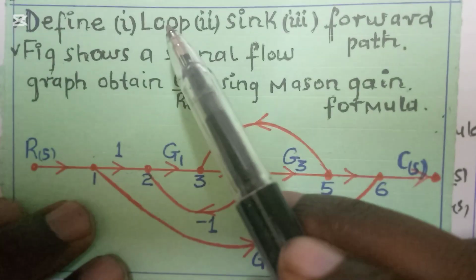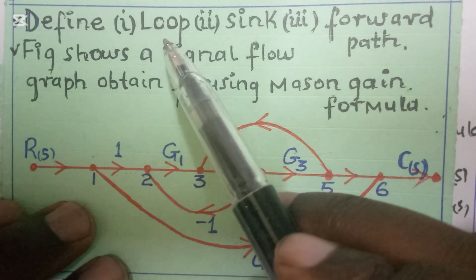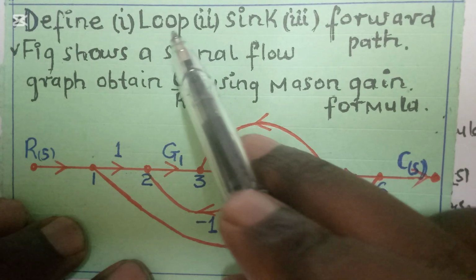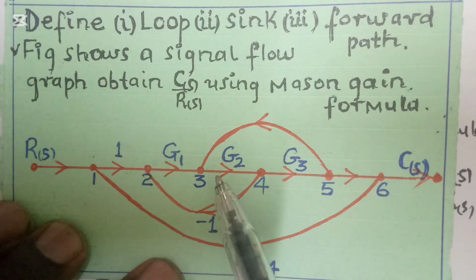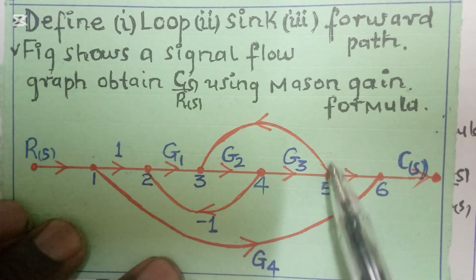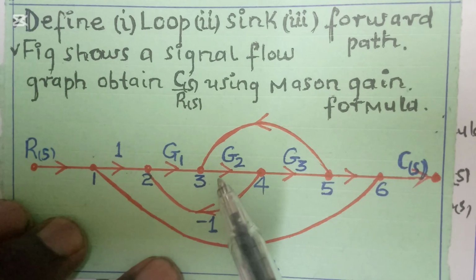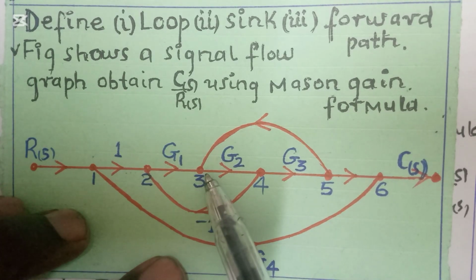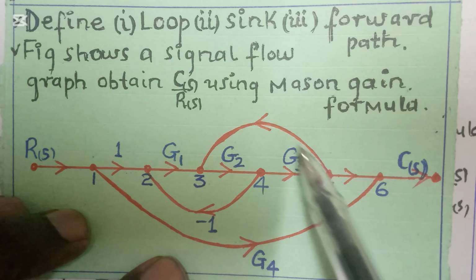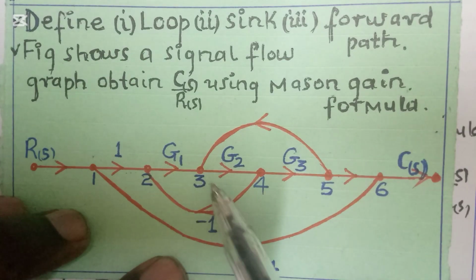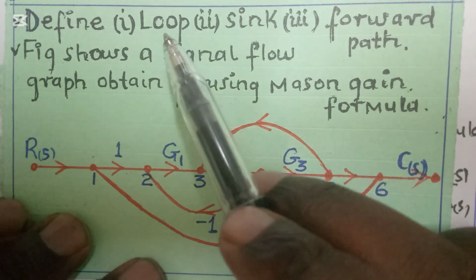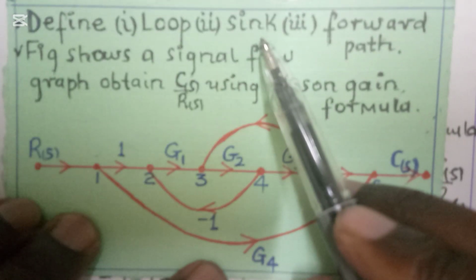So guys, the first thing we want to define is the loop. And I use the diagram for that. For the loop, for example, now guys, here we have a loop. So when we define it, you can say it's a path originating from a node and ending at the same node without traversing any node twice. That is the loop.